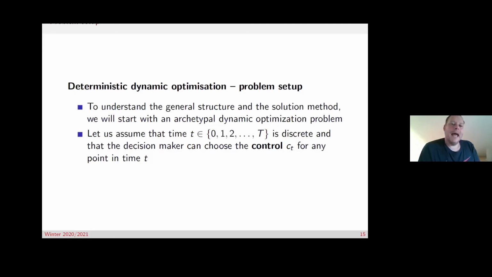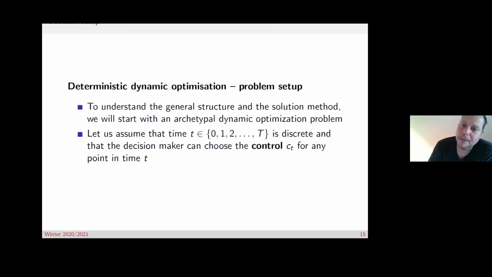Another specific thing here is that the planning horizon that we consider is fixed. So it's not an infinite horizon model, but we assume that your task is to make optimal decisions at every point in time, up to the point in time capital T. At all those points in time, the decision maker, or the household or the firm or whoever, controls and chooses the control variable c_t.